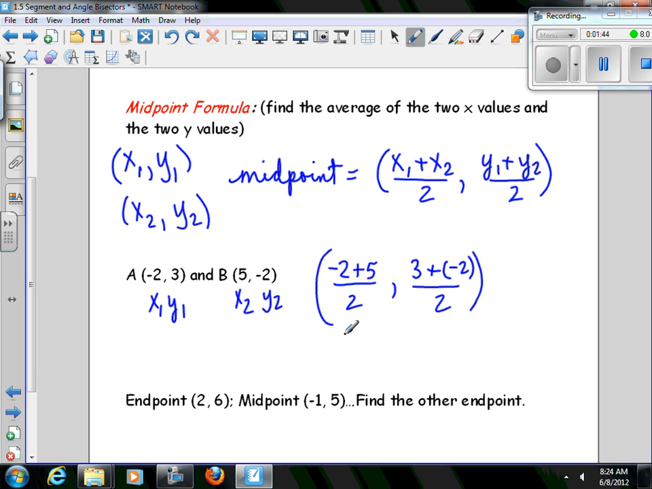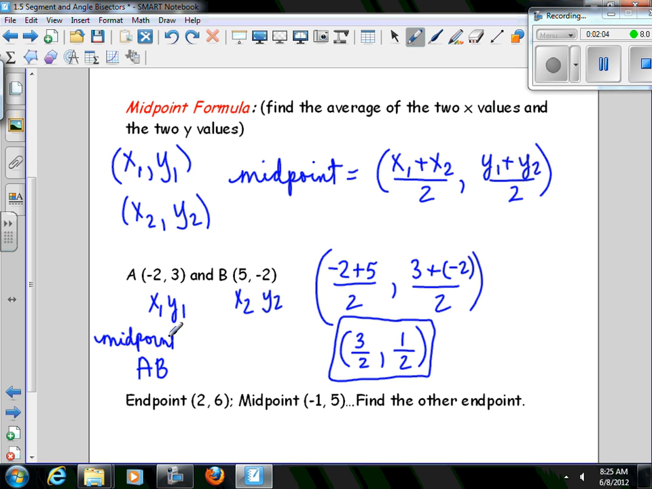So when we do that, we get 3 over 2, or 3 halves. And 3 plus -2 is 1, and so the other one is 1/2. So there is the midpoint of segment AB. Okay? So we'll call this the midpoint of segment AB.